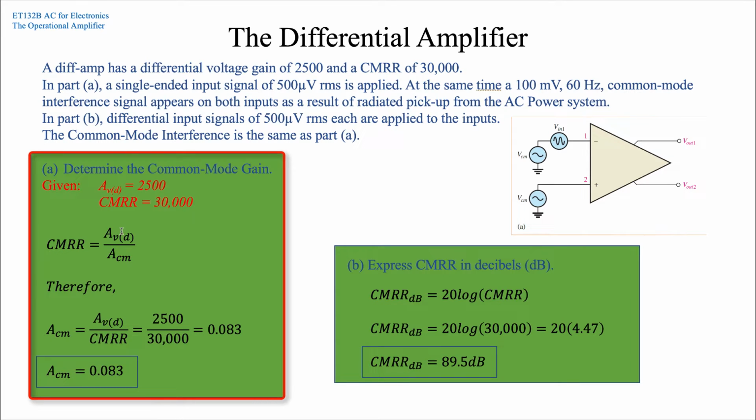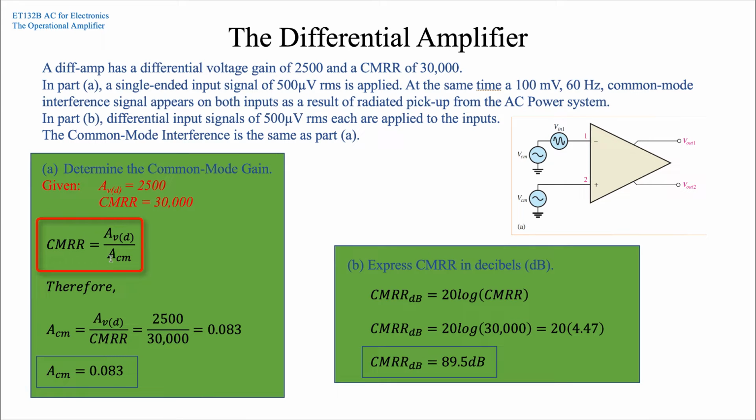So CMRR is equal to the differential gain divided by the common mode gain. Therefore, solving for the common mode gain by moving the terms around, we have the differential gain over CMRR: 2500 divided by 30,000 gives us an A_CM of 0.083. So that's our A_CM.